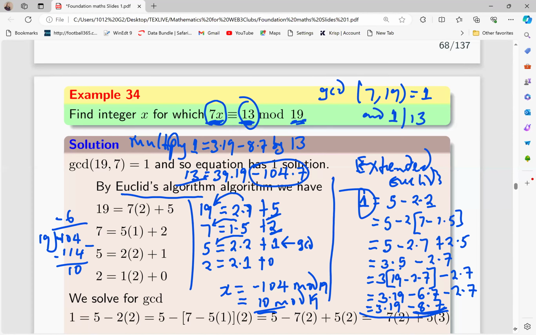So you can try to prove that. Take 10 times 7, get 70, then divide by 19 and see whether the remainder will be 13 on division by 19. So 7 times 10 will be 70. Then when you divide it by 19, find out what the remainder is. And I can see from my calculator that the remainder is 13.